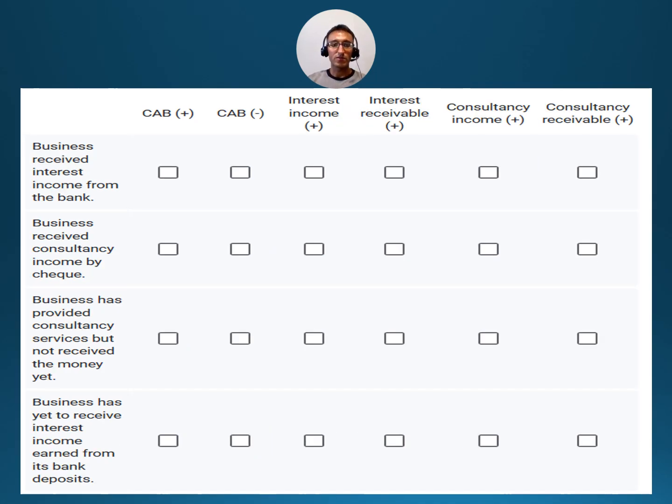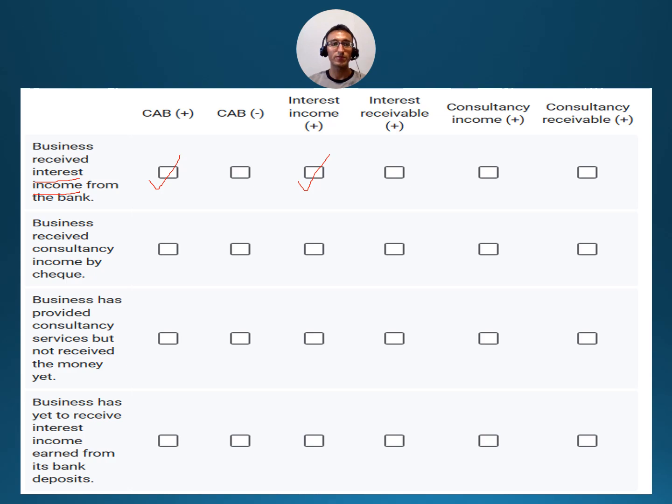Next adjustment here, business received interest income from the bank. Interest income is a form of earning and the earning increases. The business makes more money in that sense, or what we call more earning. This money will be deposited in the business bank account. Therefore, there will be an increase in the cash at bank account.